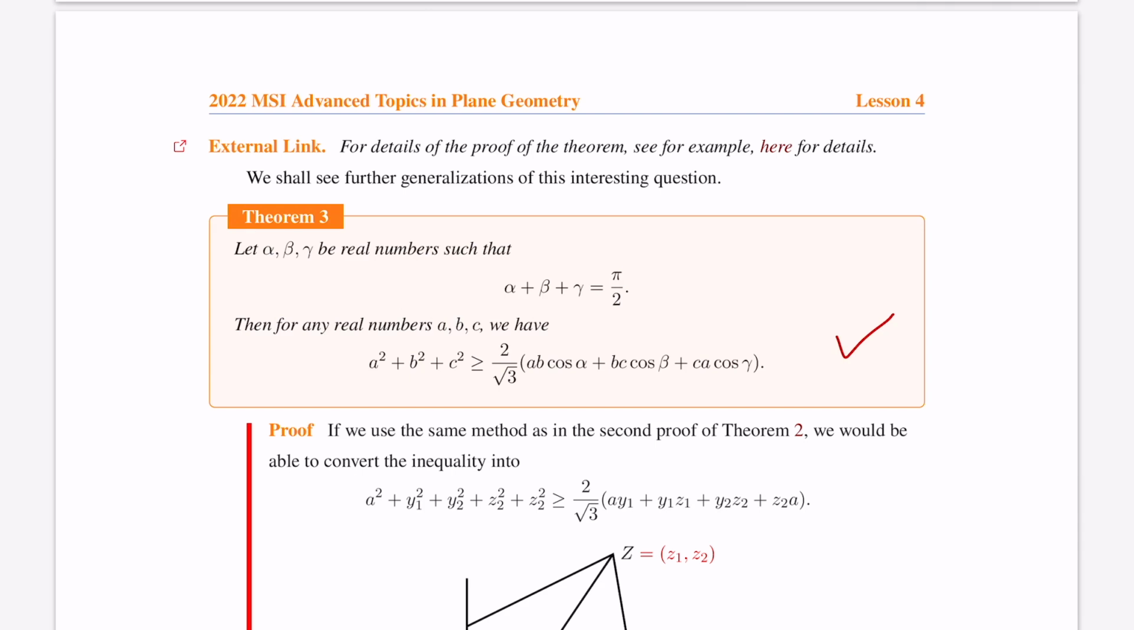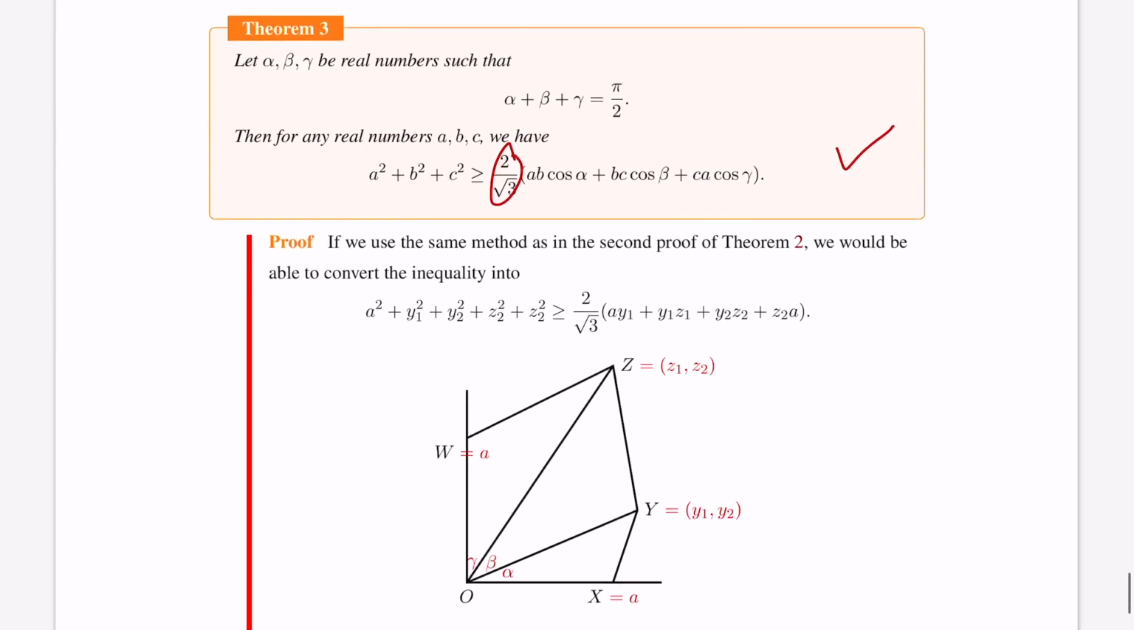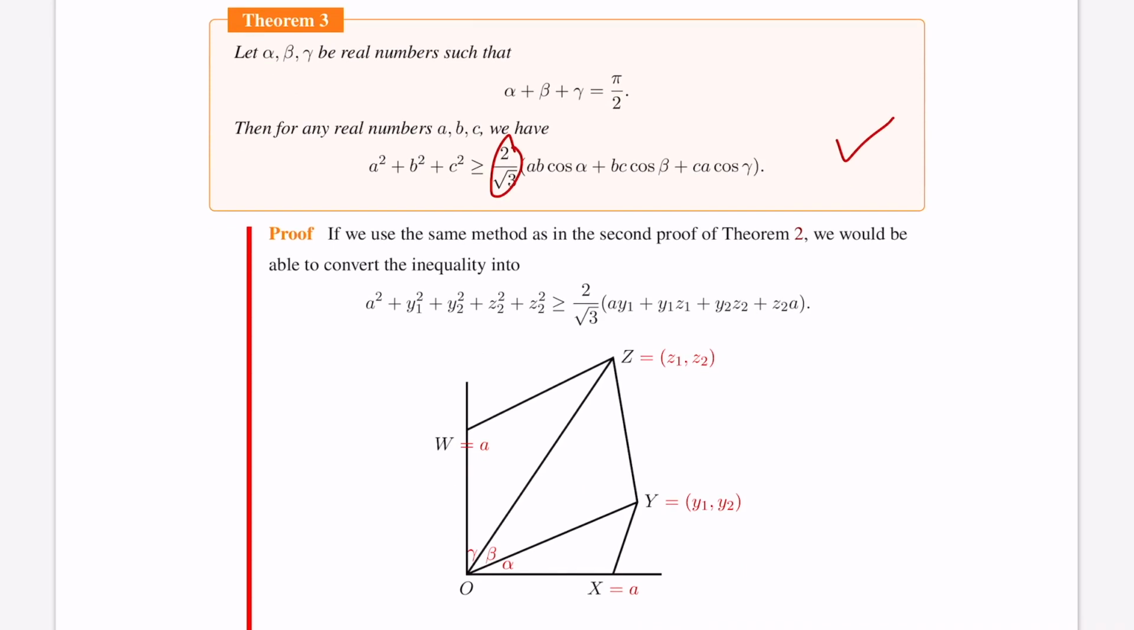In this case, the optimal number would be 2 over square root 3. And here is my inequality. Remember that the coefficient is different from 2, which we talked about before. This is because alpha plus beta plus gamma is equal to 90 degrees. Okay, so now let's see, we use the same trick, but this time since the summation is equal to 90 degrees, I can still use the trick I mentioned before. And so then the inequality becomes this inequality.